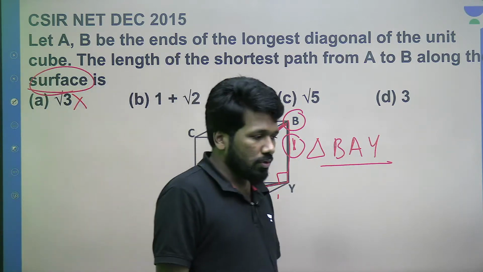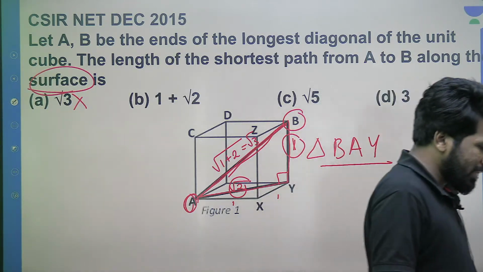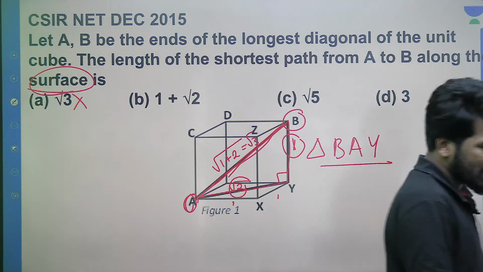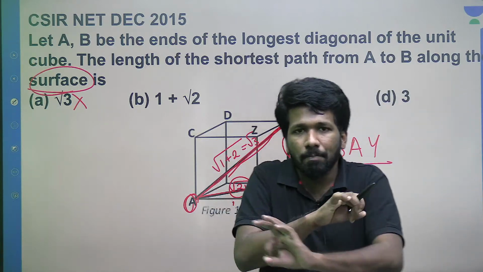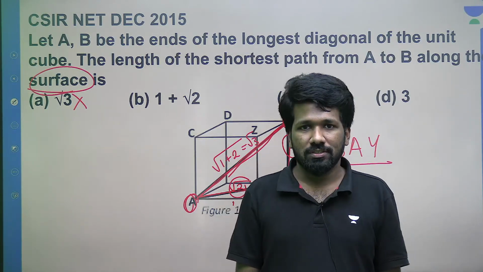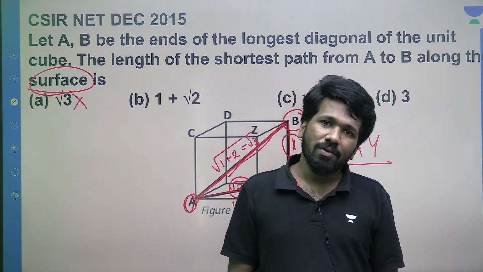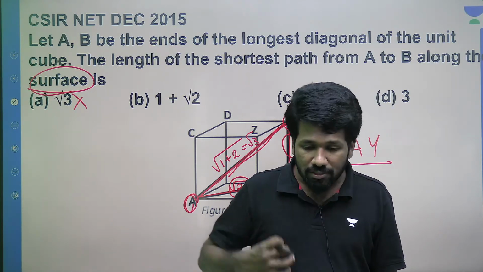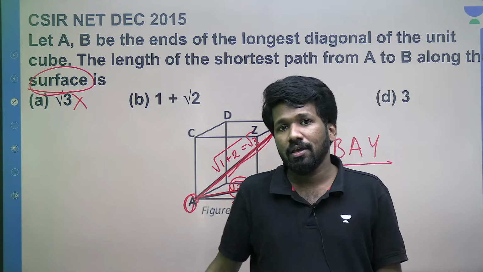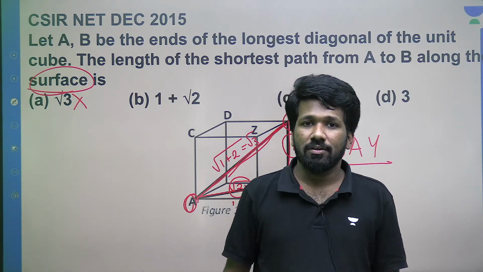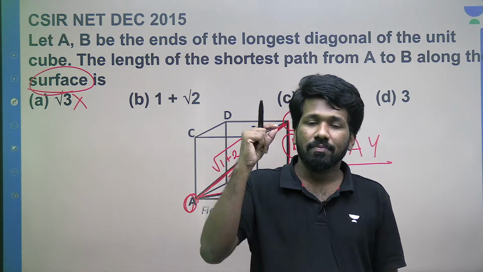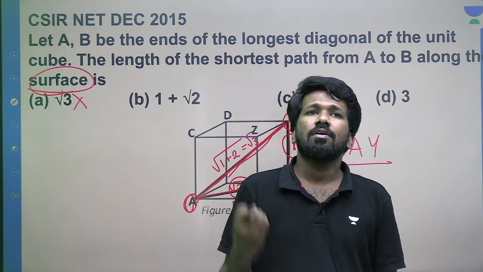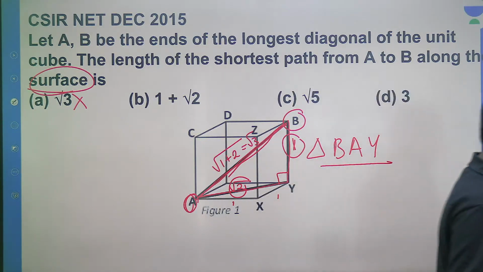√3 is not the answer, because √3 is not even possible through the surface. If the question was not saying through the surface, if it was asking what is the length of AB, √3 would be the answer. The shortest distance between AB, if the surface is not mentioned.